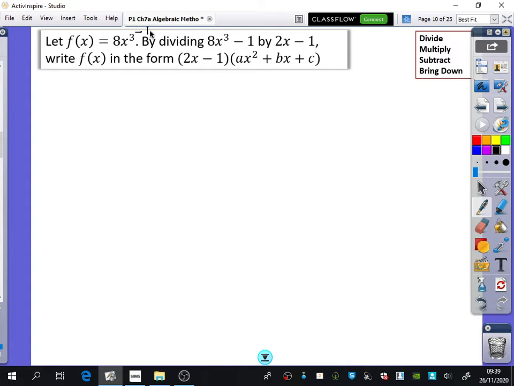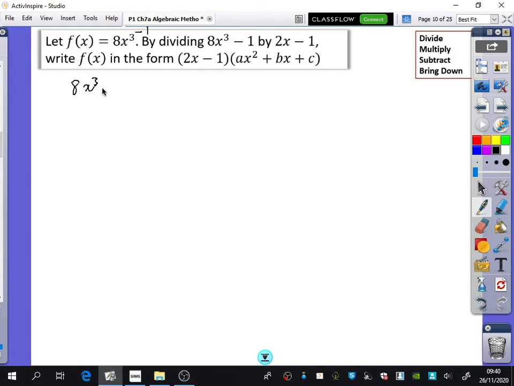And it says, by dividing 8x cubed minus 1 by 2x minus 1, write f of x in that form that we've got there. We're going to have to add in the 0x squared and a 0x, because there's nothing in the x squared position, and there's nothing in the x position. And they're wanting us to have it in this factorized form. So just as a little side note, don't write this down.